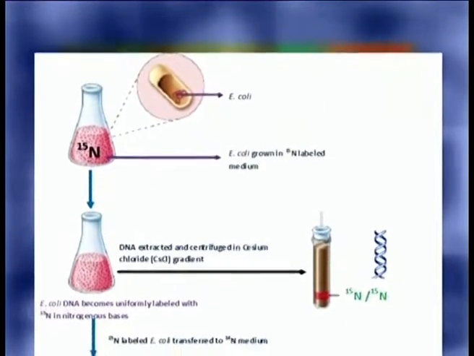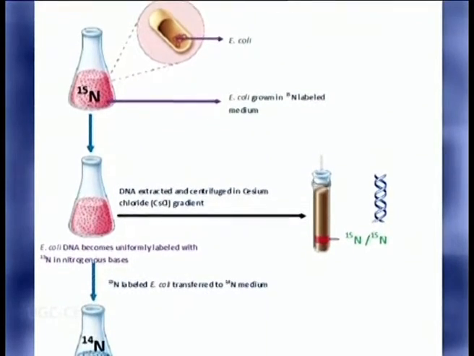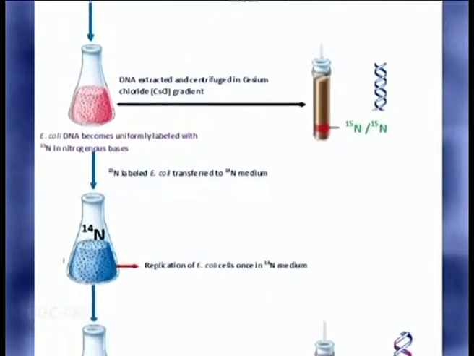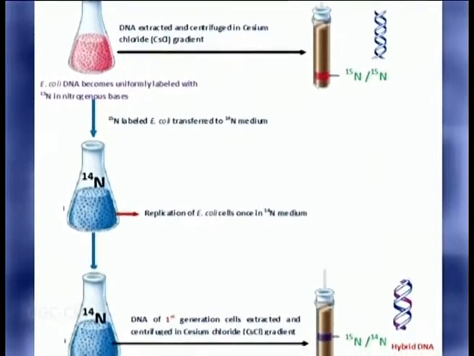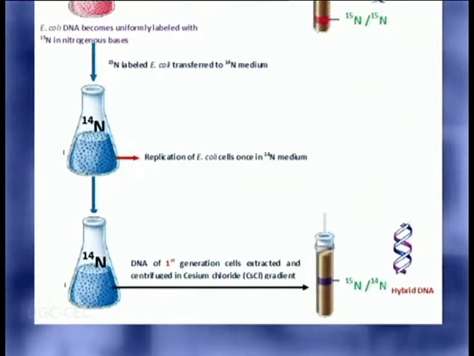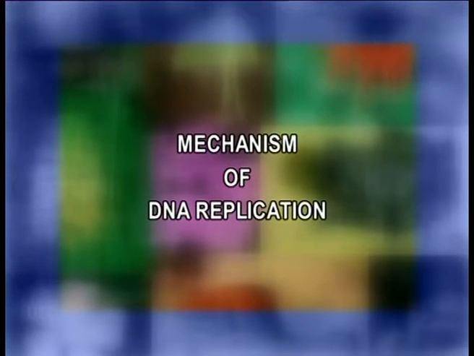These cells were then transferred to fresh medium containing only the N14 isotope. Here, they were grown till the doubling of their population. The DNA isolated from these first generation cells formed a band in cesium chloride gradient at a position indicating that the double helical DNAs of the daughter cells were hybrids, that is, containing one new N14 strand and one old or parental N15 strand.